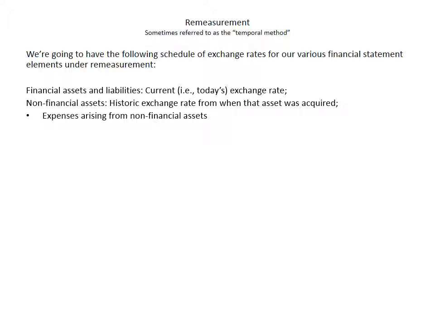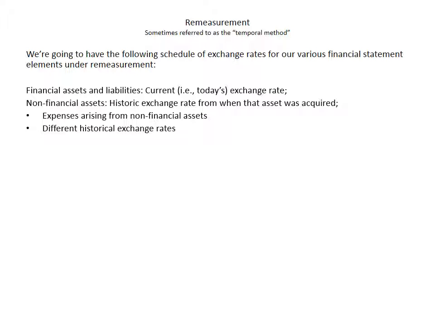Similarly, as mentioned earlier, expenses arising from these non-financial assets are also converted at the historical exchange rate. If a patent is being converted at $1.20 per euro, then the amortization expense is also converted at $1.20 per euro. If the inventory was converted at $1.10 per euro, then we'll convert cost of goods sold at $1.10 per euro as well.